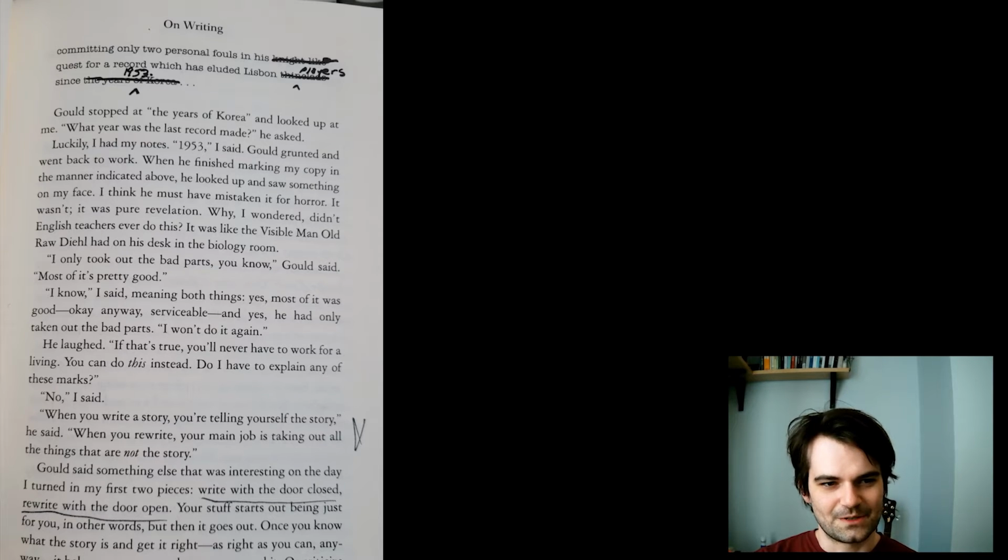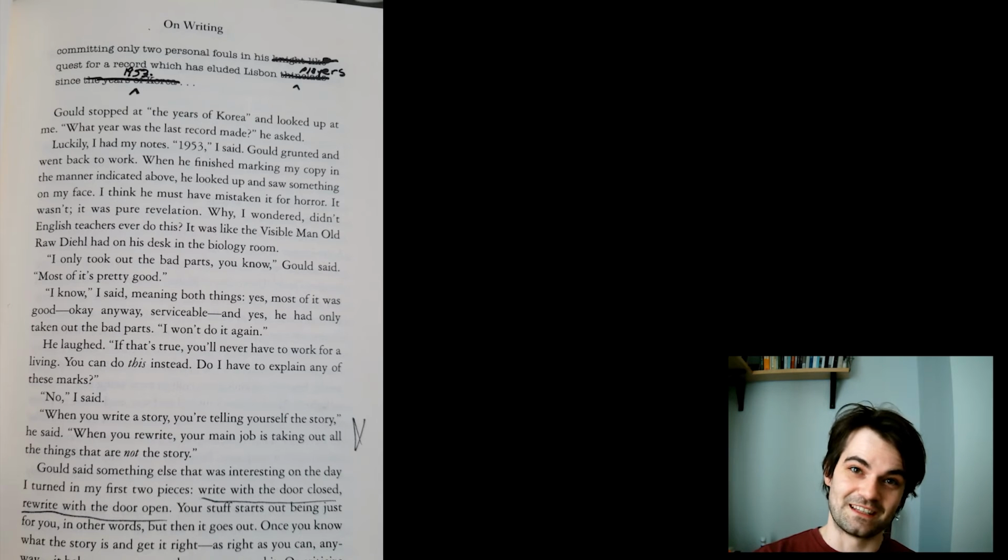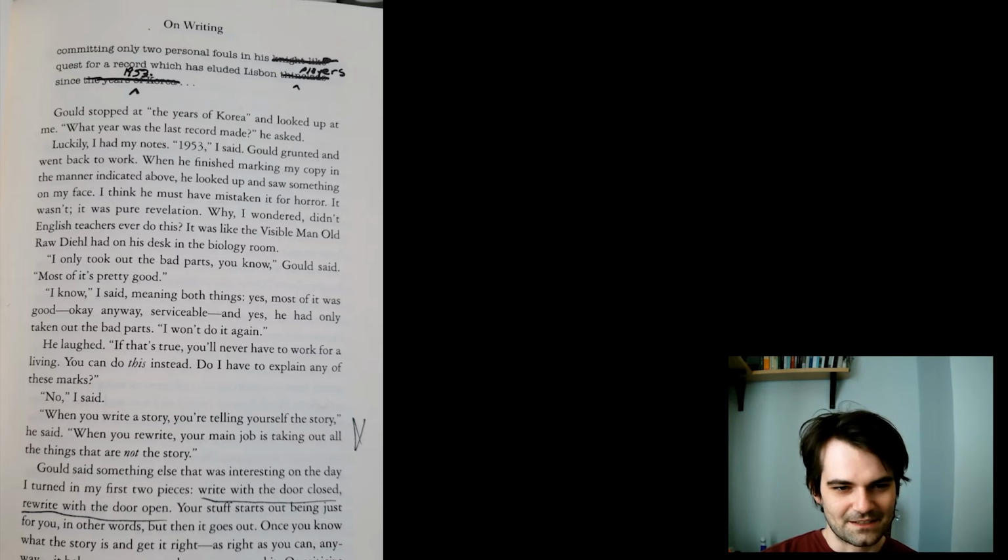When you write a story, and when you're writing a paper, the first draft, I would say, you're telling yourself the story, or you're writing the first draft for yourself. When you rewrite, your main job is taking out all of the things that are not the story, or that aren't relevant to a sociological research proposal, or the specific one that you're doing for the assignment. Gould said something else that was interesting on the day I turned in my first 2 pieces. "Write with the door closed and rewrite with the door open."